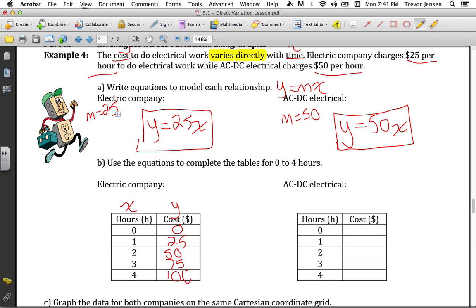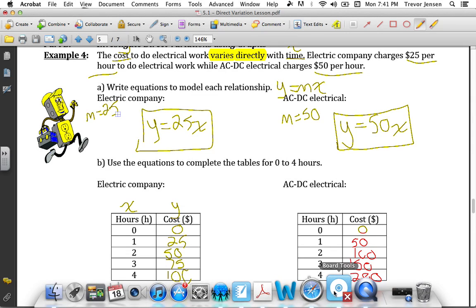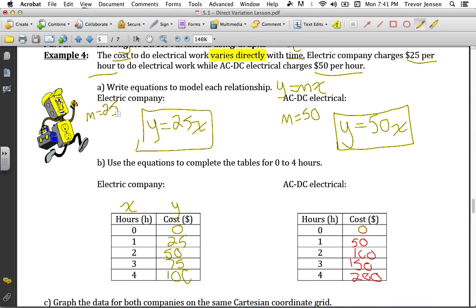Now for the other table values, this time our constant of variation is 50, so it's going to go up by 50 every hour. Cost depends upon time, and to calculate the cost, we multiply time by 50 because it's $50 per hour. So for 0 hours, it's $0. 0 times 50 is 0. 1 times 50 is 50. 2 times 50 is 100. And then it keeps going up by 50 because that is our constant of variation.